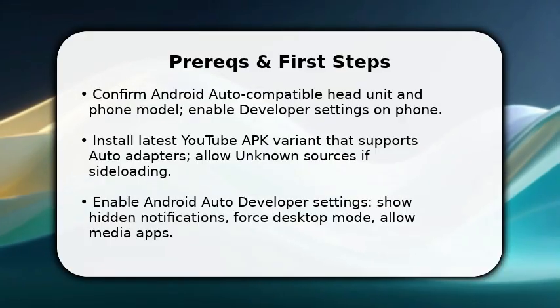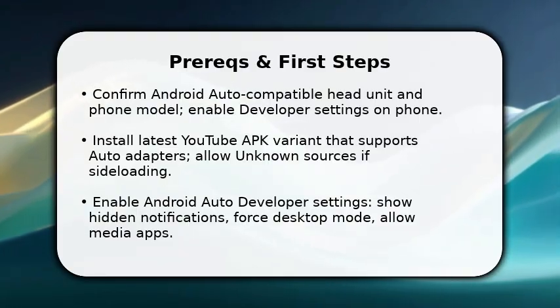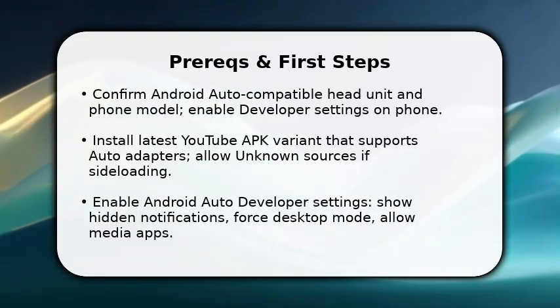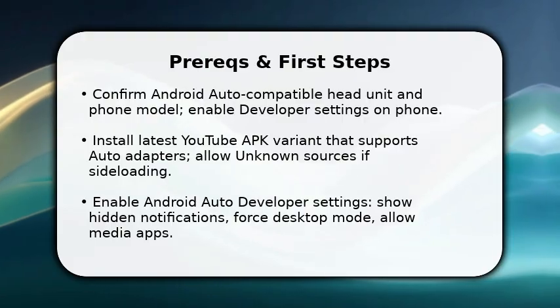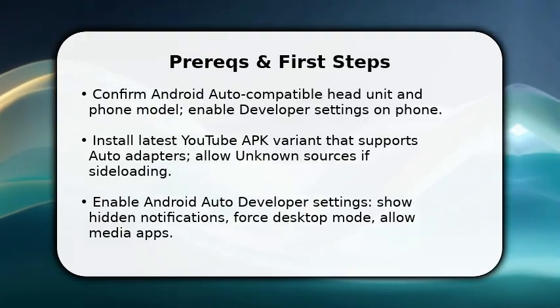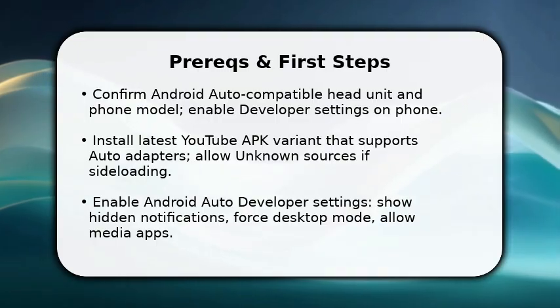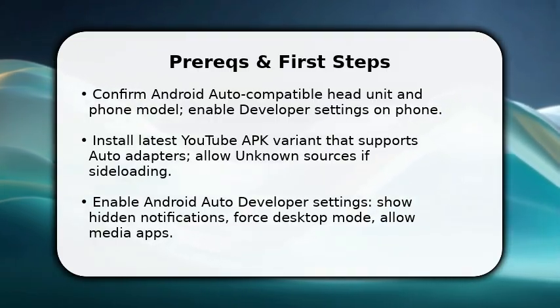You start by verifying hardware compatibility and unlocking the phone's developer settings. Once done, sideload the correct YouTube APK that contains auto support. You need to allow unknown sources temporarily so the package installs.